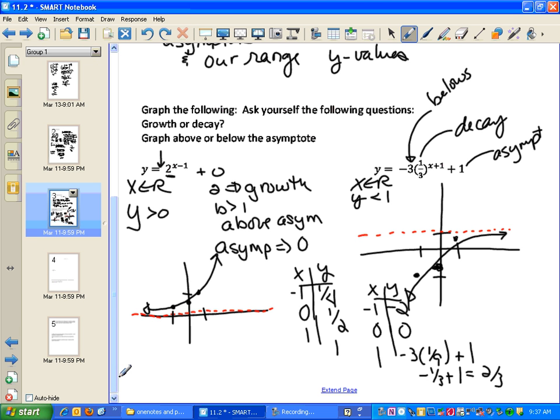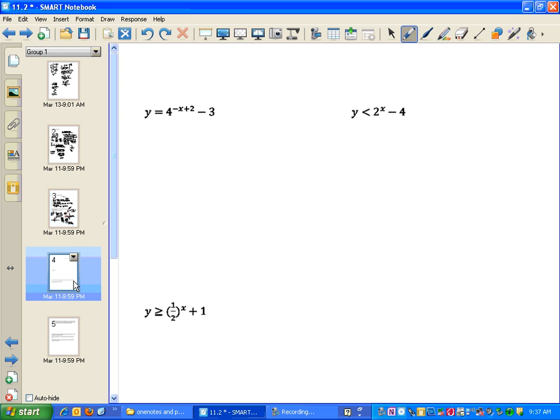No, the y value will never be at 1, but I can use any x value because my domain is a set of reals. You got it? Maggie? Okay. All right, so here we go.